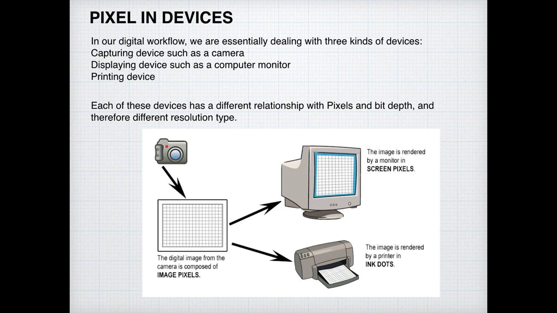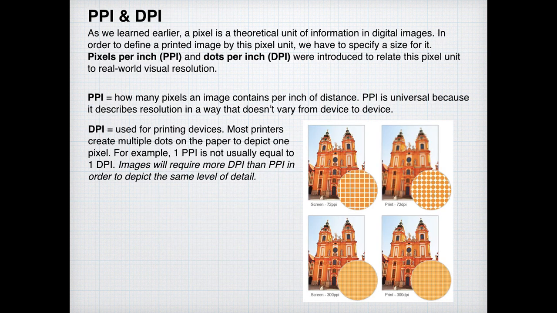So you can see the camera is going to utilize image pixels. The image is then rendered by the computer monitor in screen pixels, and then rendered again by a printer in ink dots. So a pixel, which we talked about earlier, if you go to print an image, we have to specify the resolution or density of pixels for that printed work.